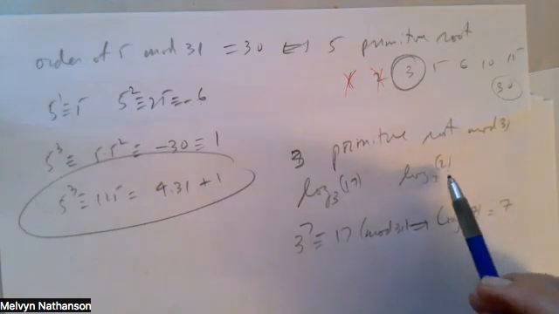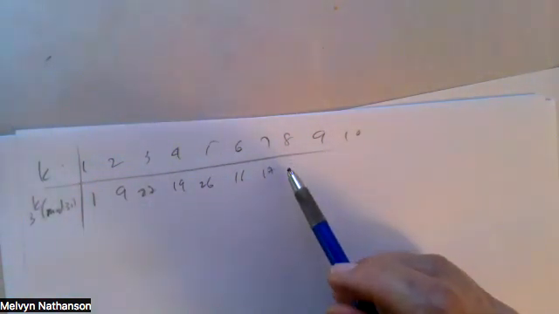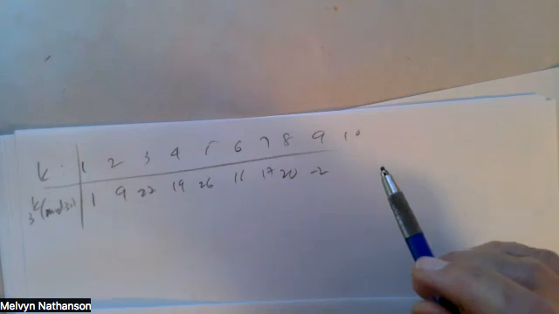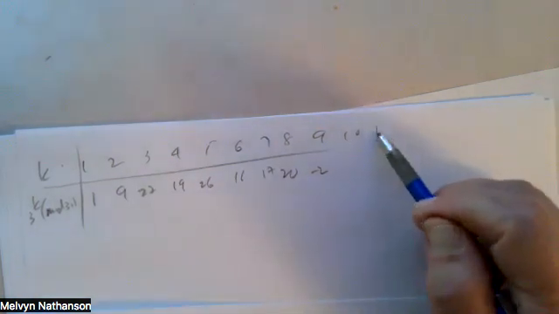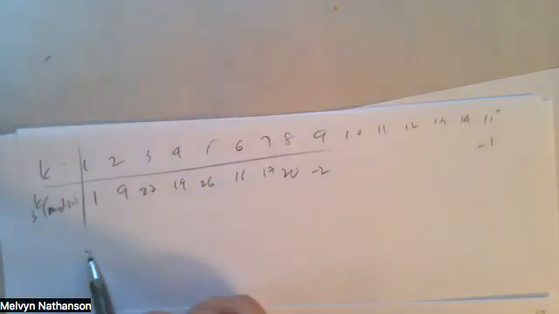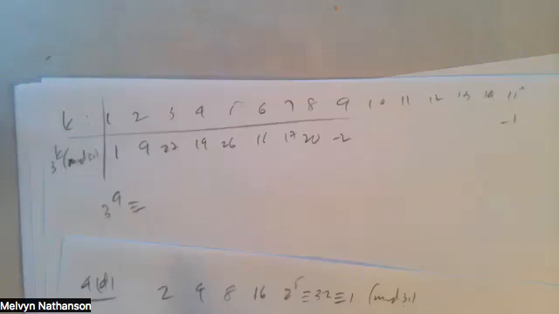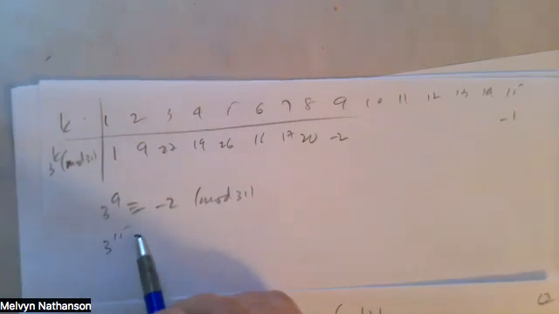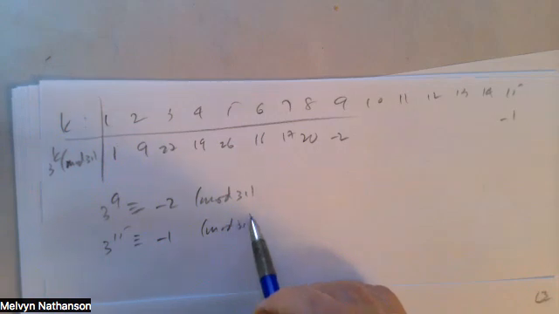Let's see, what is the log of 2 to the base 3? 3 to the 8th, I had calculated, was 20. 3 to the 9th was minus 2. I calculated 3 to the 15th was minus 1. So 3 to the 9th is congruent to minus 2 mod 31, and 3 to the 15th is congruent to minus 1 mod 31.